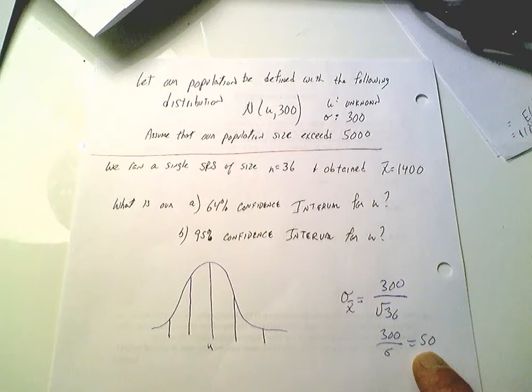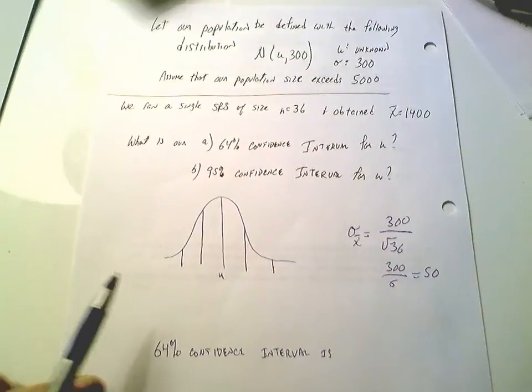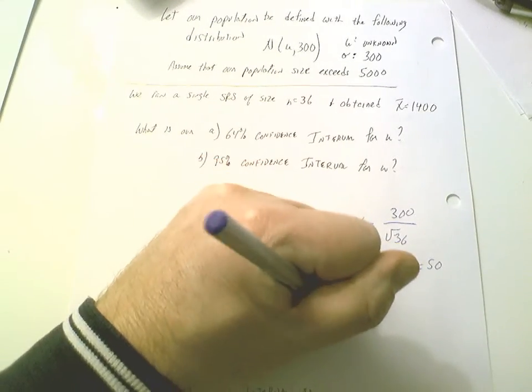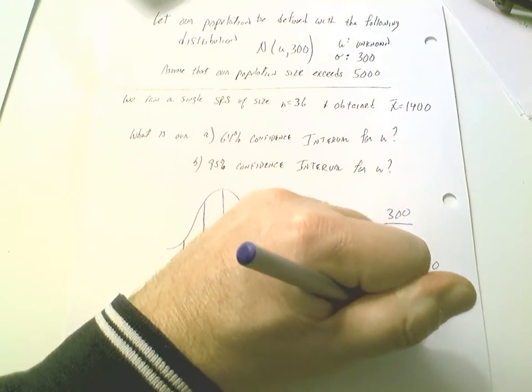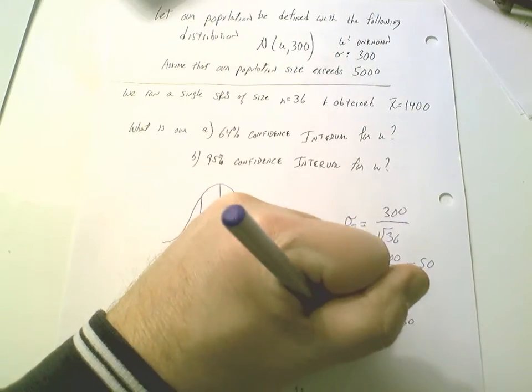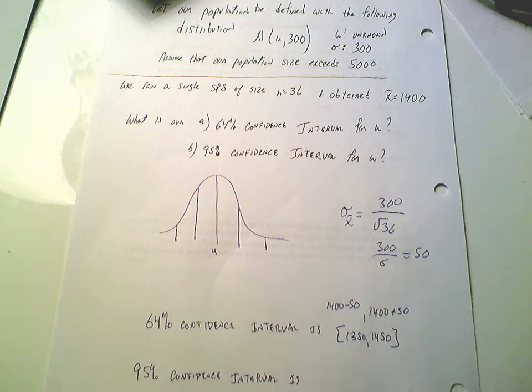And so, what's that tell us? Well, if I want to go 1 standard deviation above or below, my 64% confidence interval is nothing more than 1,400 minus 50, 1,400 plus 50, 1,350 to 1,450. I have 64% confidence that the interval between 1,350 and 1,450 captures the population mean. I know nothing more than that 64% confidence level, which maybe isn't really that great when you think about it, but nonetheless, we'll work with it.